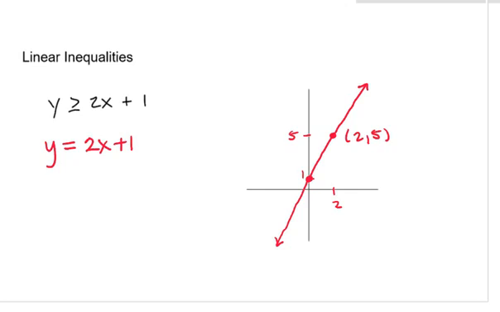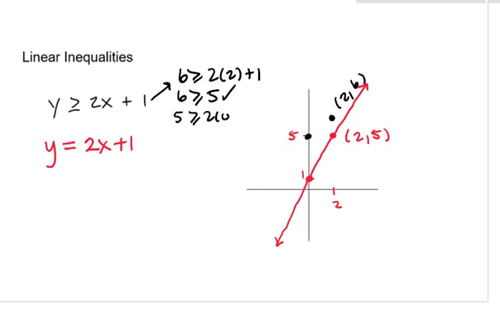But what about, say, 2, 6? Does this make the inequality true? Is 6 greater than or equal to 2 times 2 plus 1? And it is, because 6 is greater than or equal to 5. So this is a solution. The point 0, 5: is 5 greater than or equal to 2 times 0 plus 1? It is. 5 is greater than or equal to 1. Okay, so that's a point that's a solution as well.